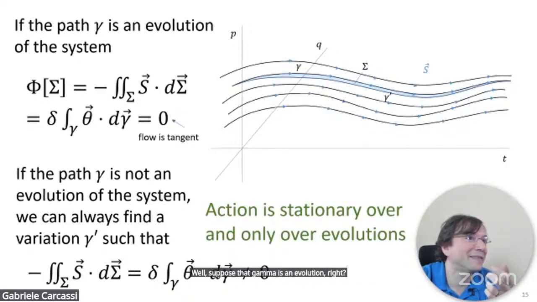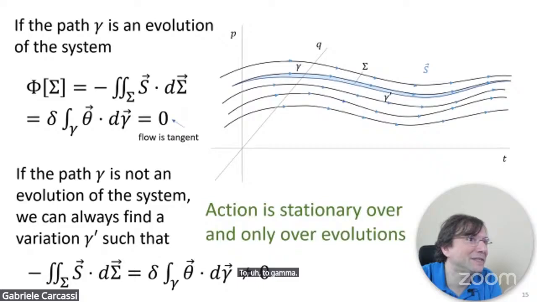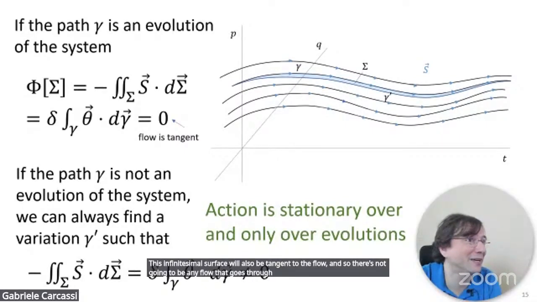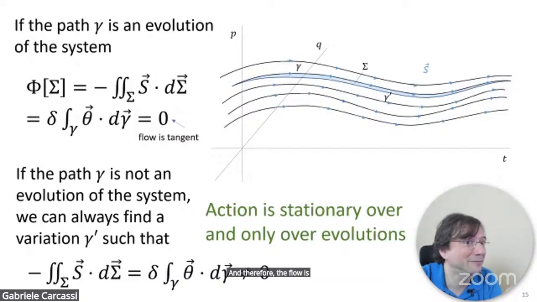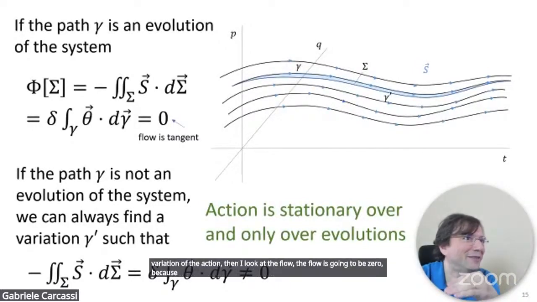And now gamma is a field line of the displacement field, so it's always tangent to gamma. If our variation is small, then this infinitesimal surface will also be tangent to the flow. And so there's not going to be any flow that goes through the surface between the path and variation, and therefore the flow is going to be 0. So if I have a path and I make a variation of the action, then the flow is going to be 0 because the field line is tangent to the flow.